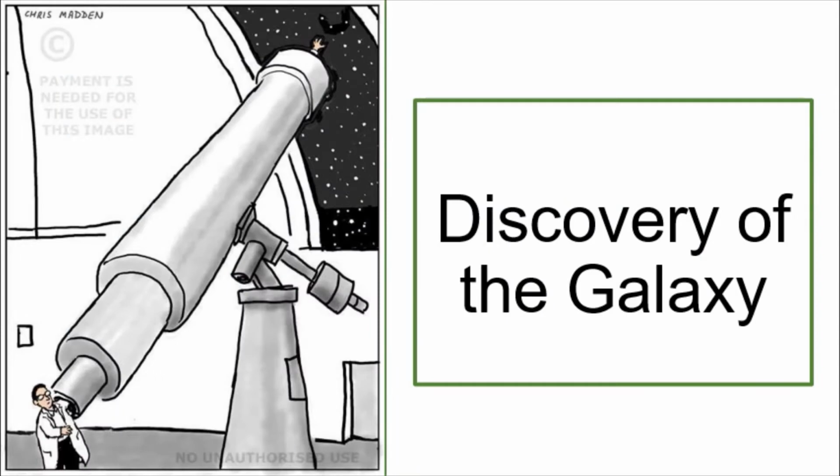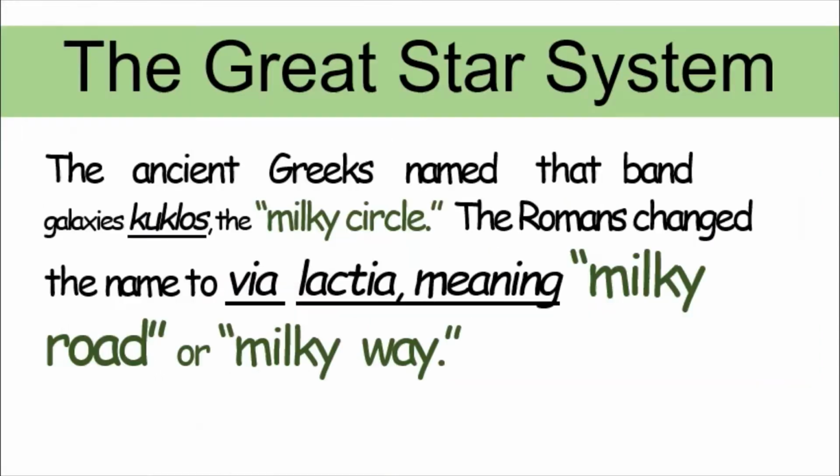Discovery of the galaxy. The ancient Greeks named the band of light the Milky Circle. The Romans changed the name to Via Lactea, meaning Milky Road or Milky Way.